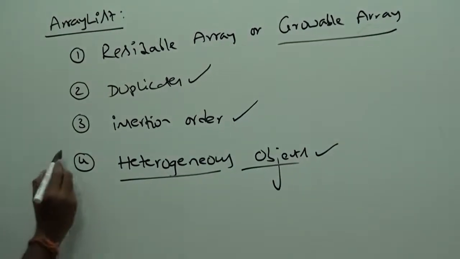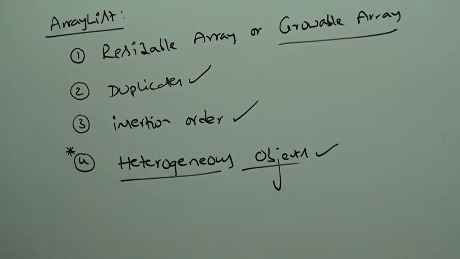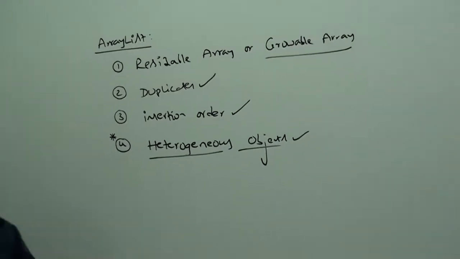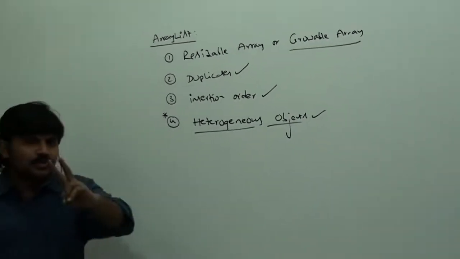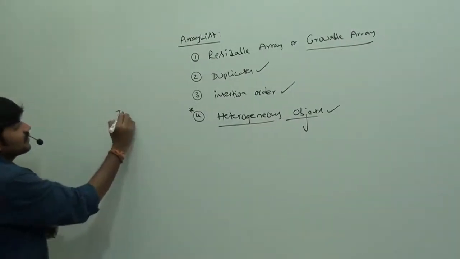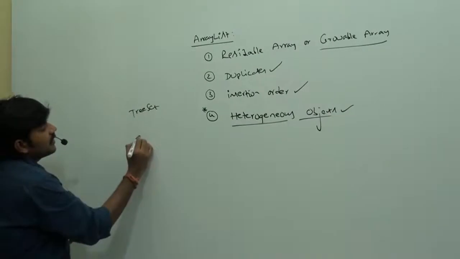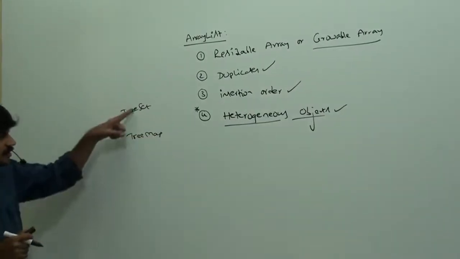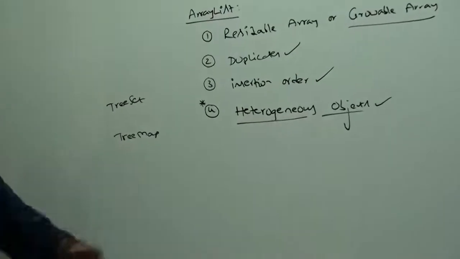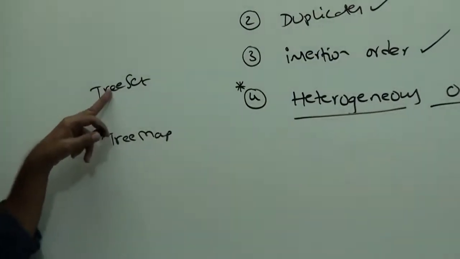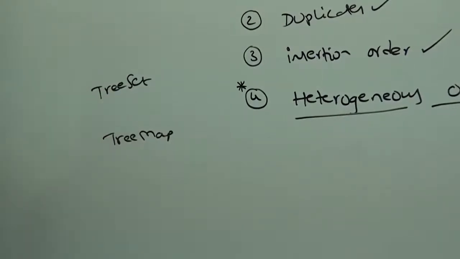Here one very important conclusion you should be aware of. In the total collection framework, heterogeneous objects are allowed everywhere except two places. One is TreeSet, the other one is TreeMap. Because in TreeSet and TreeMap, the objects are going to be stored in some sorting order. TreeSet means sorted set, some sorting order. Here also some sorting order.